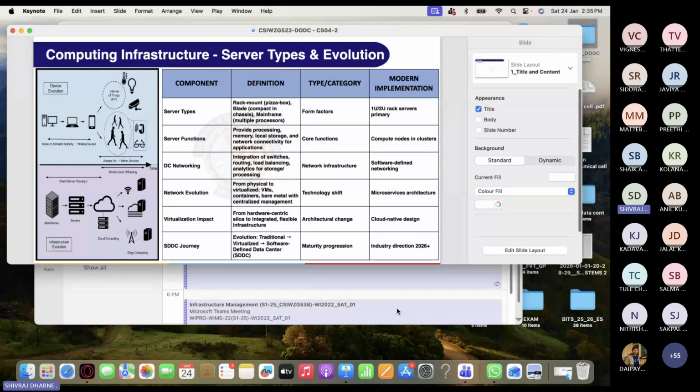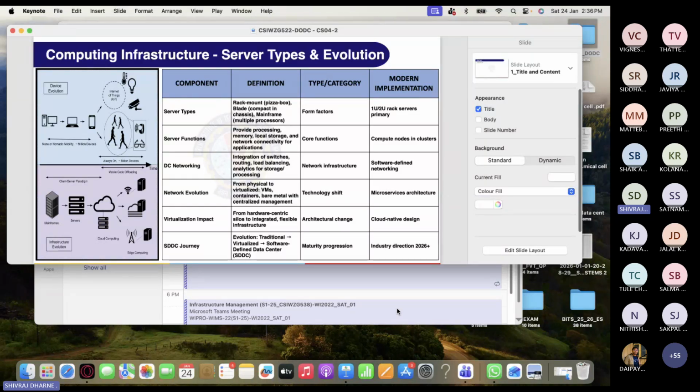And what are the drawbacks of pizza box mount servers? They have limited internal expansion, right? Because internally they're compact, they have very little space for disks or GPUs, and sometimes cooling can be challenging when there is high density inside that rack.